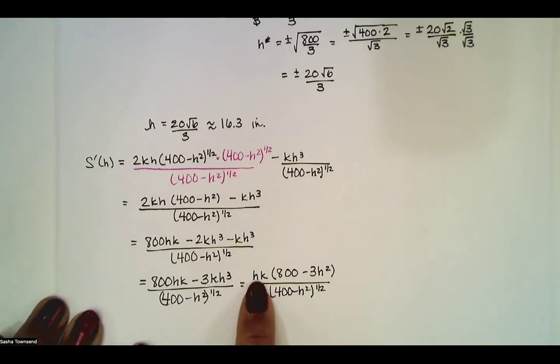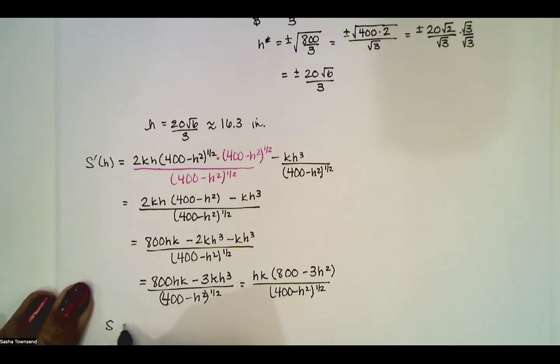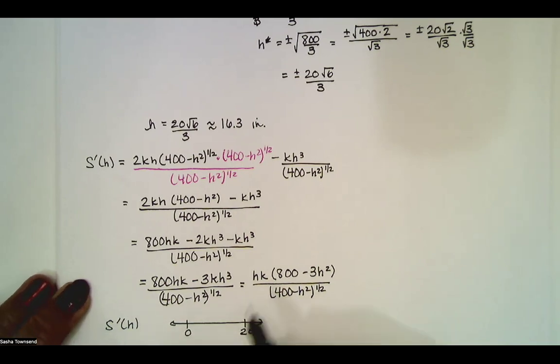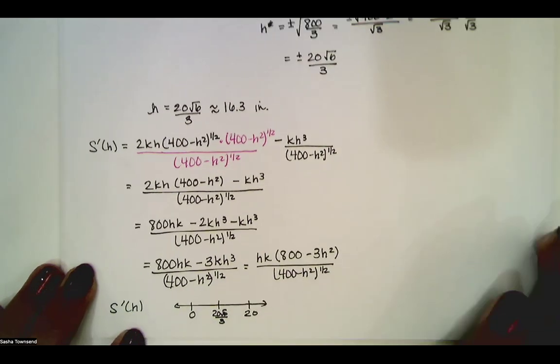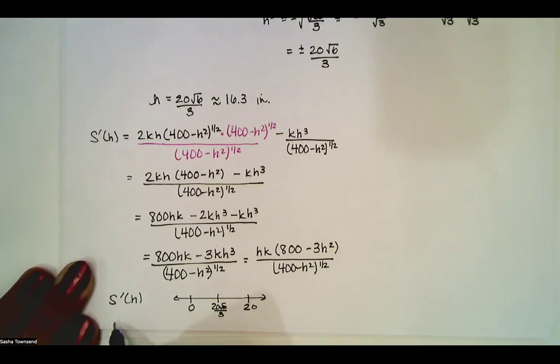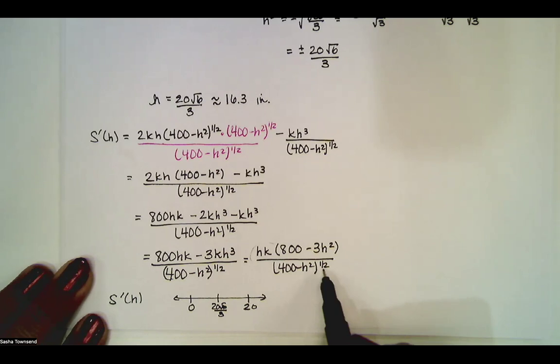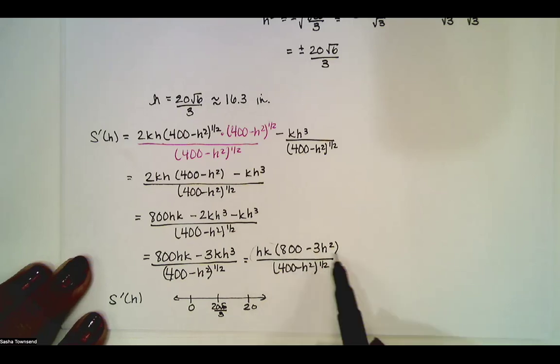On the interval of interest from 0 to 20, let's look at those factors. Our 20 root 6 divided by 3 is actually about 16, so that's on the interval as well. hk is always positive. And then this term is always positive because we're taking a positive square root of an expression that's always positive. So the only thing that might change signs at this h value is this expression.